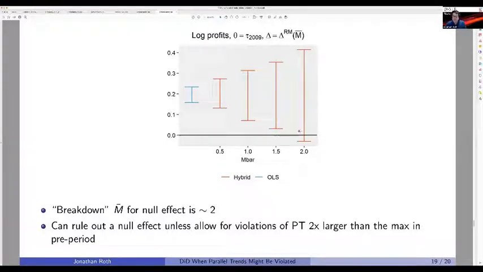And in this example, that kind of breakdown happens when we set M bar to be about 2, meaning that we allow for the post-treatment violation in parallel trends to be about twice as large as the maximal pre-treatment violation in parallel trends. So we can say in this case that this effect is robust to allowing for violations that are about twice as big as the largest one that we saw in the pre-treatment period.